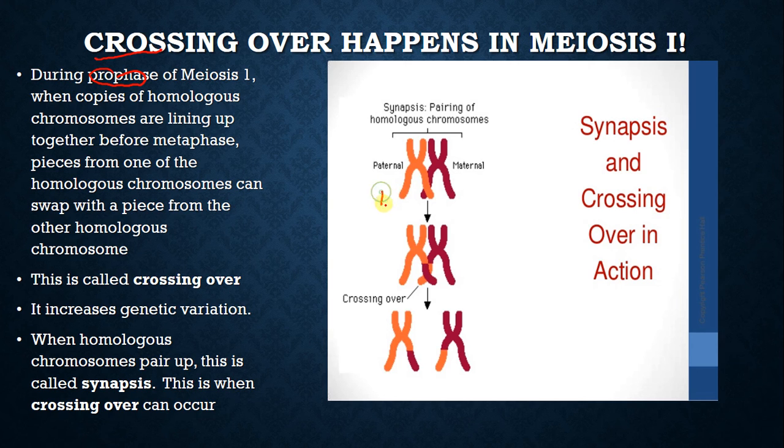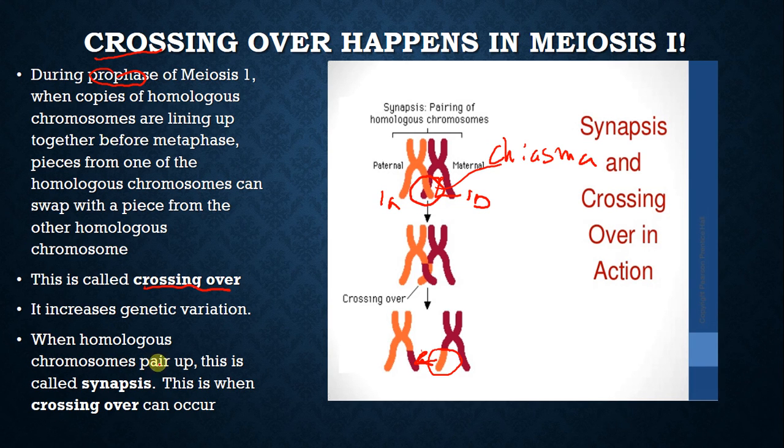So maybe this is my 1A chromosome, 1B. Right here, they kind of attach to each other and form something called a chiasma. And pieces of the 1B chromosome can switch with the 1A chromosome. This is called crossing over. It increases genetic variation because now I'm taking part of a different chromosome and sticking it onto another, creating genetic variation that wasn't possible before.